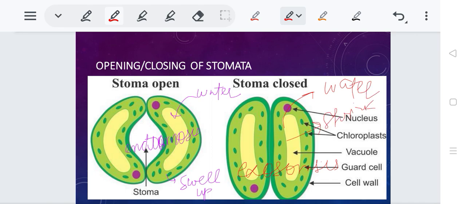So here the labeling is given. There is nucleus, chloroplast, vacuole, guard cell and cell wall. So these all are the parts of guard cells and this is stoma or stomatal pore.